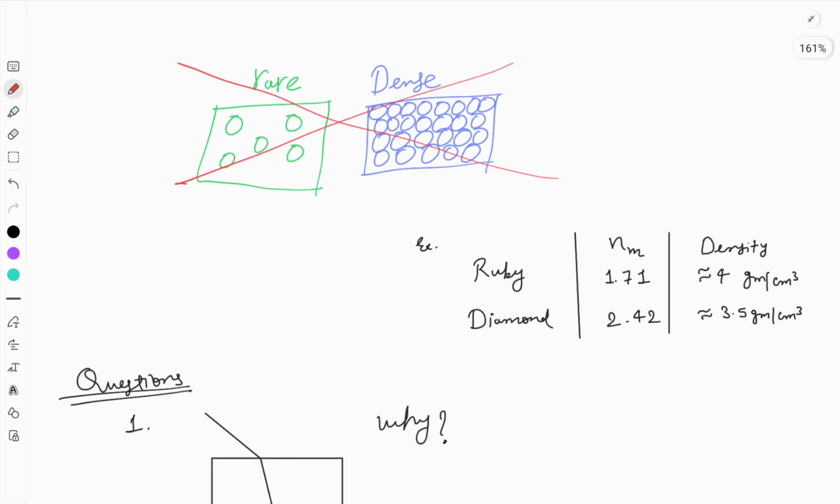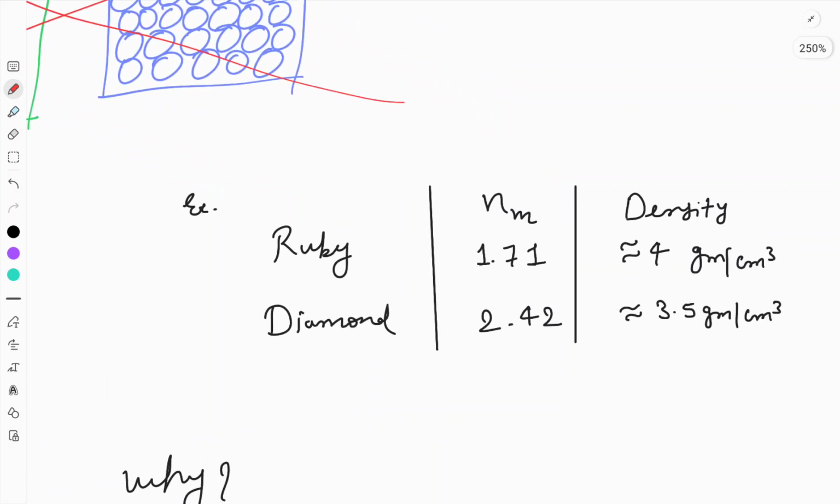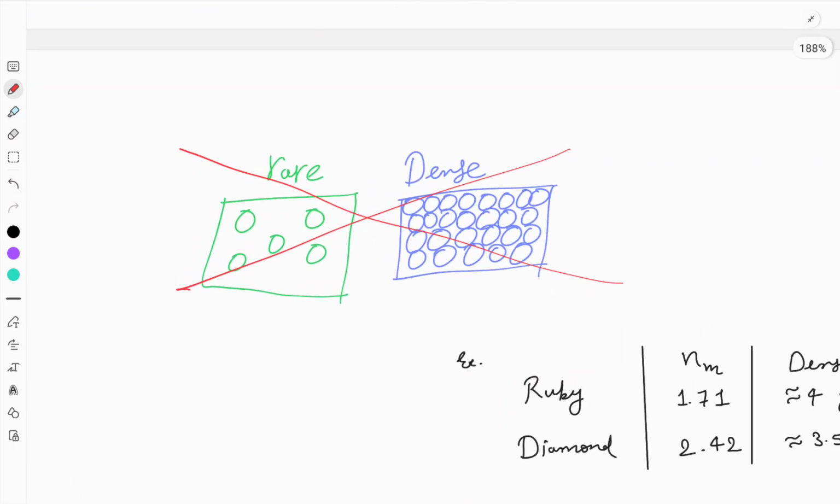And there is an example. Here, that ruby crystal has a refractive index of 1.71. So it is less than diamond, which has 2.42 as its refractive index, but the density of ruby is more and the density of diamond is less, right? So optically rare and optically dense are not the same as mass rare and mass dense. I highly encourage you to read more about it on page 149 of your science textbook, in the "more to know" section.